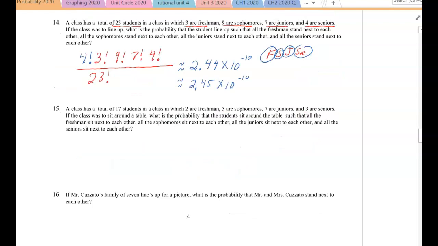Due to time constraints, we are not going to cover number 15 and number 16 this year, so I'm going to cross those off.